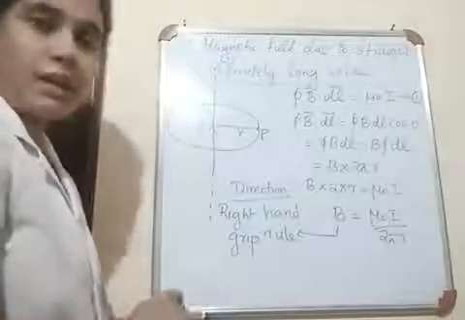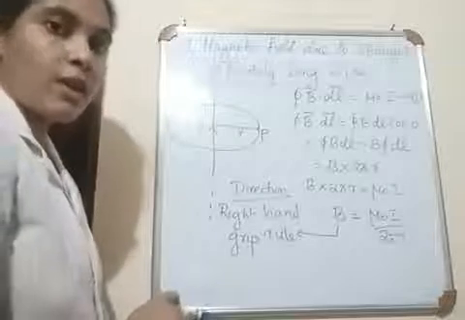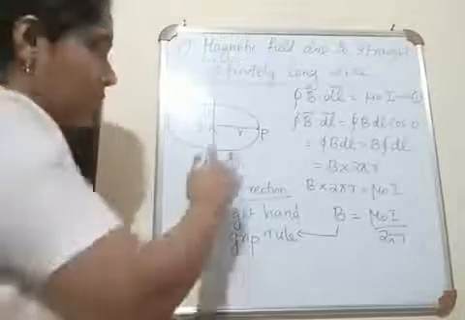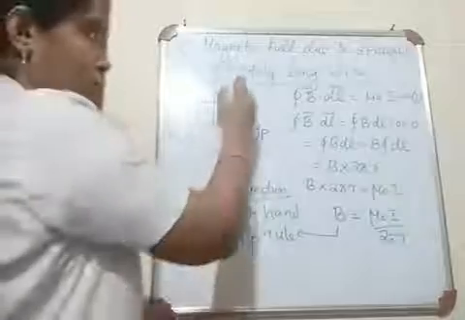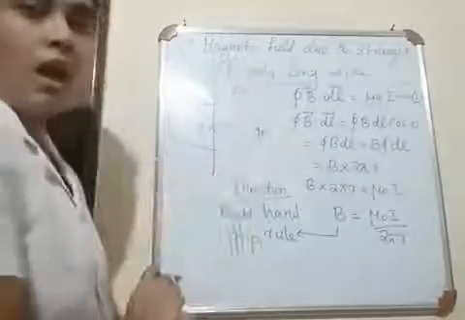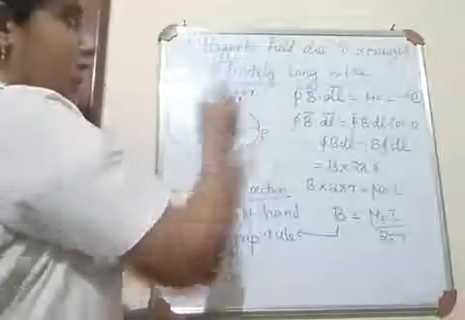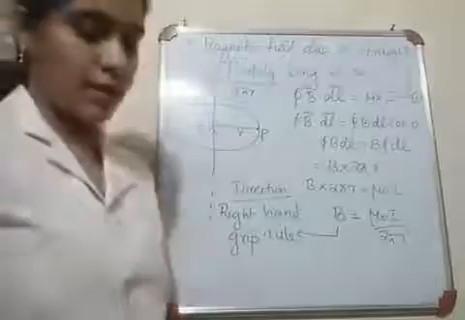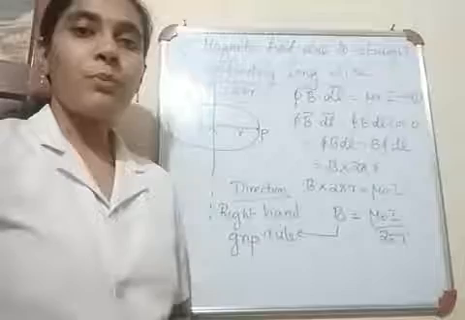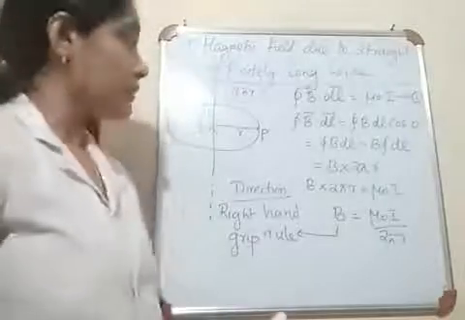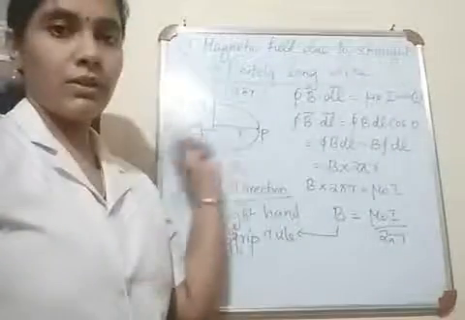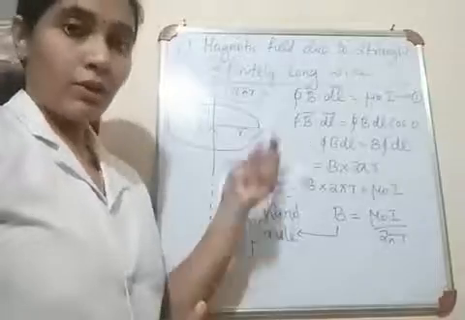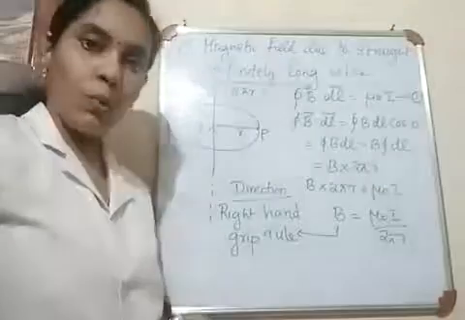And what will be the circumference of this loop? Circumference is 2 pi radius, so circumference will be 2 pi r. You should remember this expression. Now let's start. We are supposed to find out the magnetic field at the point P due to this long straight wire.